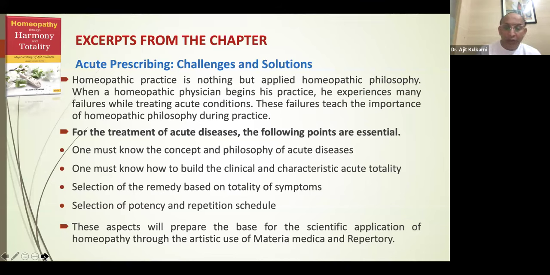So one must know the concept and philosophy of acute. This is a very big chapter of more than 40 pages with a lot of illustrations. One must know how to build the clinical characteristic acute totality, selection of the remedy based on totality, selection of the potency and repetition schedule.